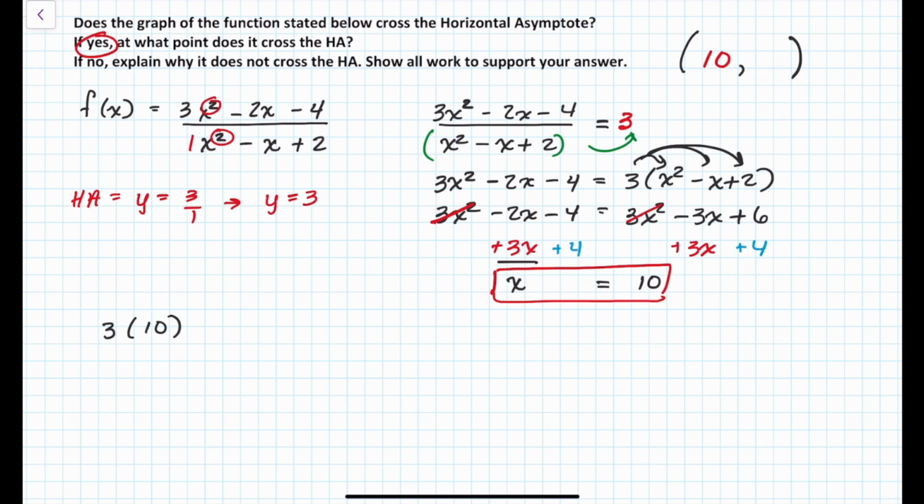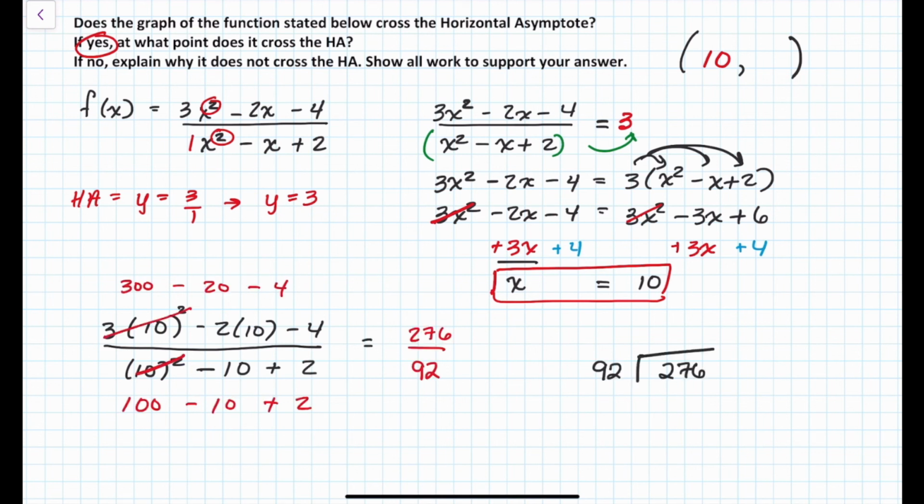So if I plug in 10 for x back into my equation, let's see what happens. So if I simplify all this, sure enough, this equals 3, which is the value at the horizontal asymptote. So yes, the graph will cross the horizontal asymptote at the point 10, 3.